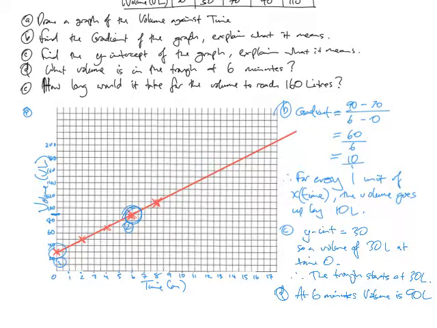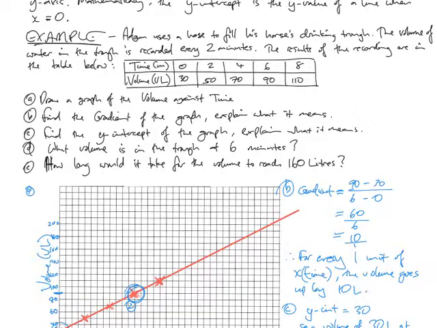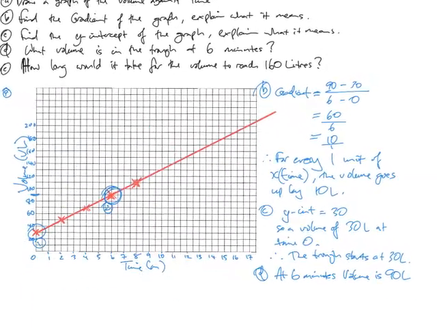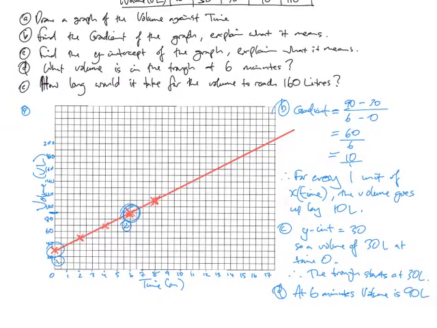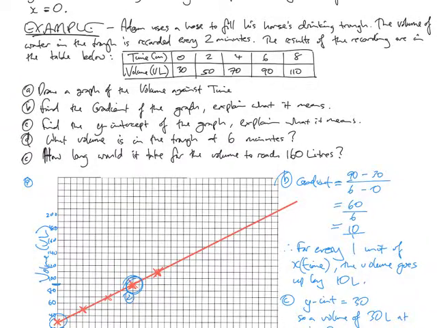And then E, how long would it take for the volume to reach 160 litres? Well, this one is the one that depends on the line being drawn straight. This is 160 litres. We don't have a point on our chart that is a volume of 160, so we don't have an exact value. We have to go either on the graph or go on the relationship here. So we could work out by extending the graph, extending the chart.